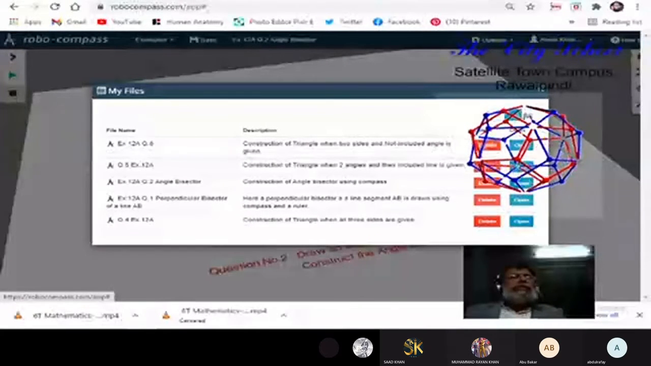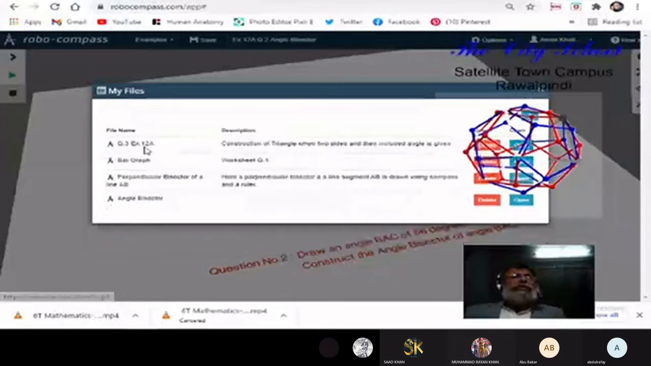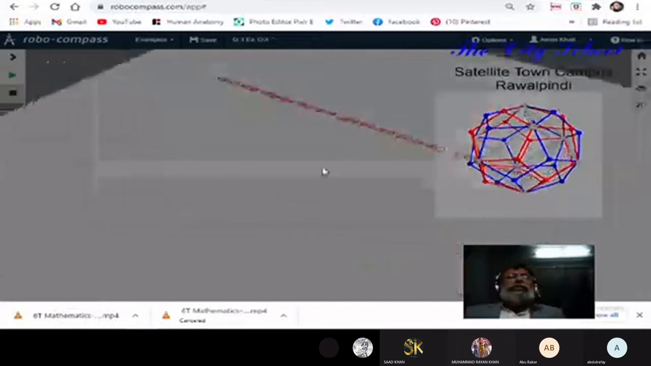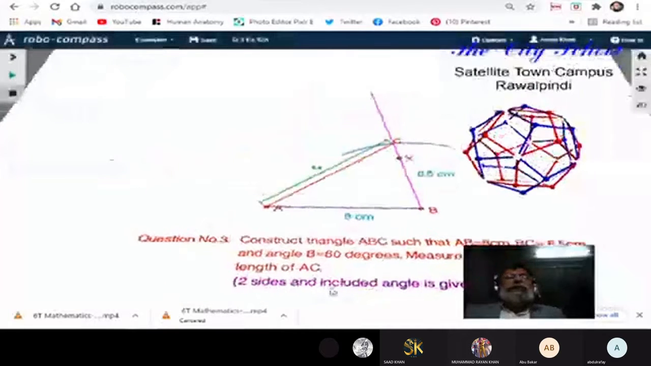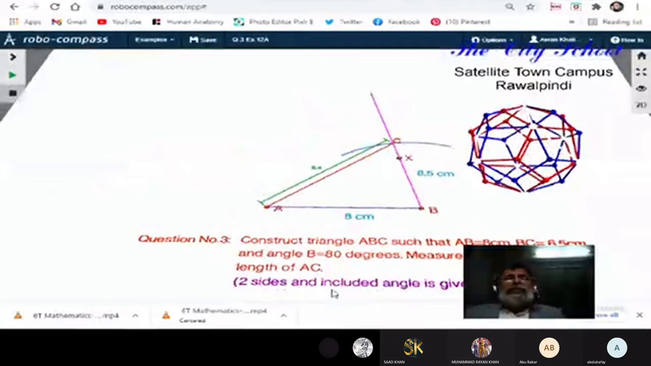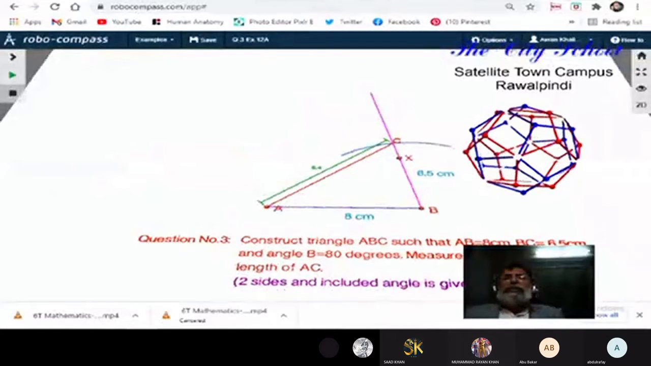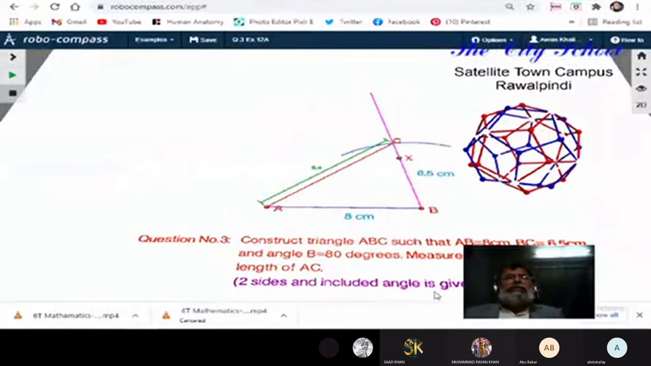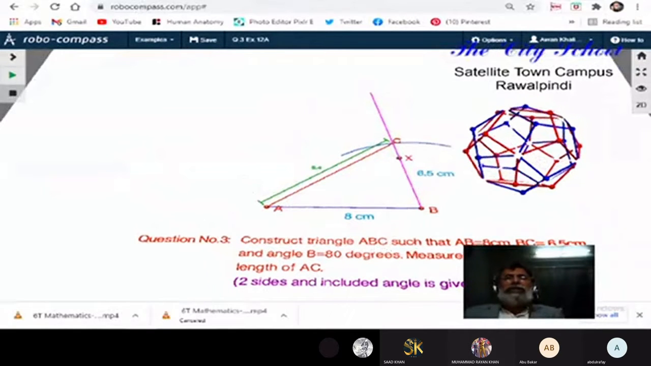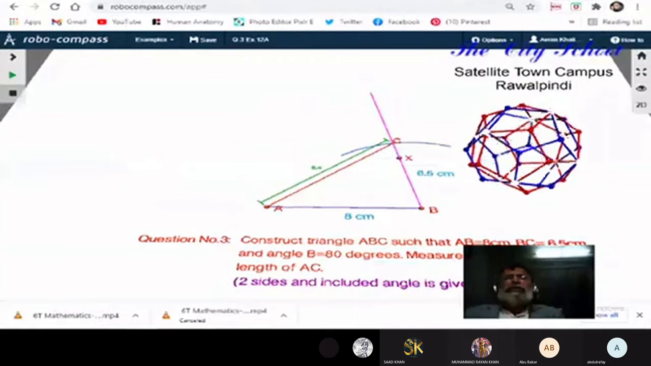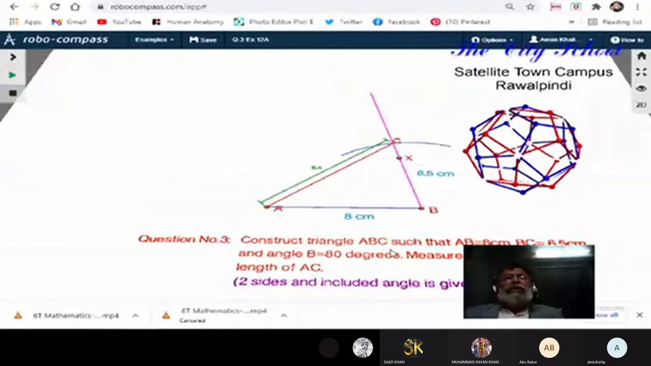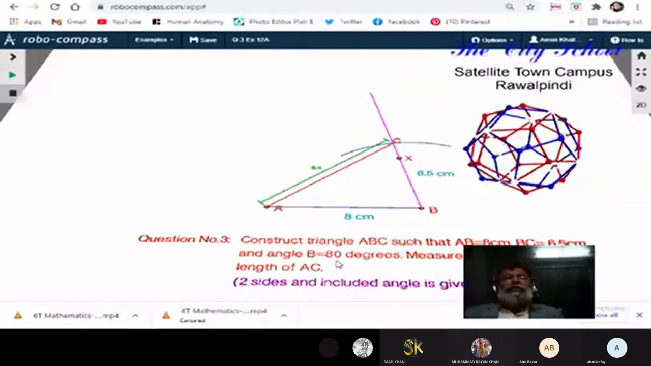Question number three. Construction of a triangle with two sides and included angle given. So now we'll look at how we'll be measuring it. AB is equal to 8 centimeter, BC is equal to 6.5 centimeter, and angle B is 60 degree.